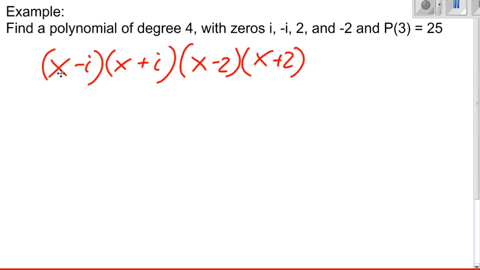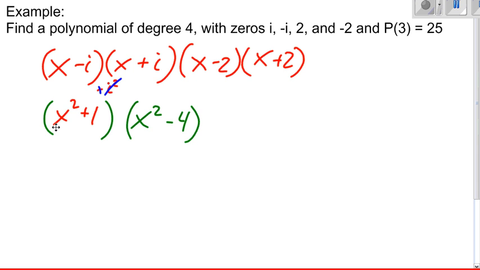So then you can FOIL them together. This would be x squared plus xi minus xi. Those will cancel out. And i times i is i squared, so this would be minus i squared. But i squared is negative 1, so that turns into plus 1. Then x minus 2 times x plus 2 would be x squared plus 2x minus 2x cancels out, minus 4.